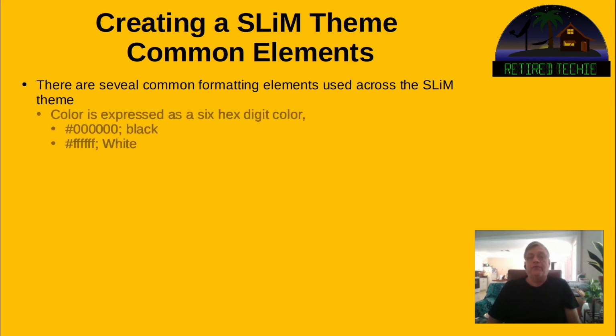First, color is expressed as a 6-digit hex number. This is your standard HTML RGB color. For example, # and 6 zeros is black, while # and 6 Fs is white.